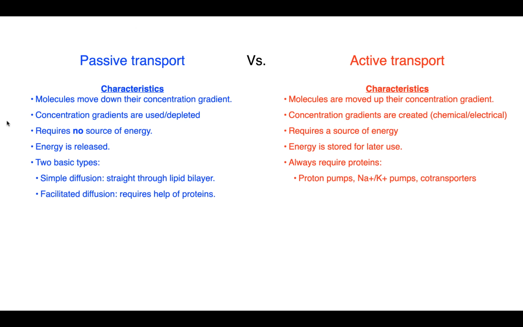Simple diffusion, that is when molecules are just moving straight through the membrane. They don't need transmembrane proteins. But those molecules have to be small, and they have to be non-charged and non-polar. And then there's facilitated diffusion. This is the type of passive transport that allows charged or polar molecules through, and that requires the help of transmembrane proteins. Active transport always requires transmembrane proteins, things like proton pumps, sodium-potassium pumps, and co-transporters.